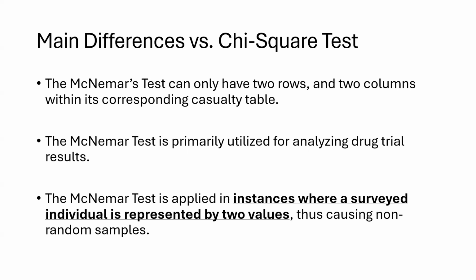The McNemar test is primarily utilized for analyzing drug trial results, and the McNemar test is applied in instances where a surveyed individual is represented by 2 values, thus causing non-random samples.